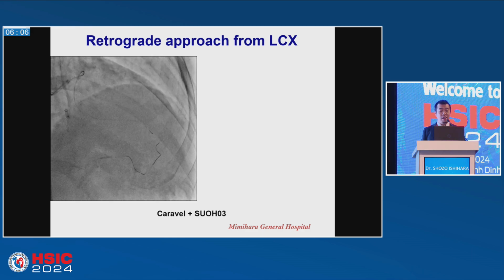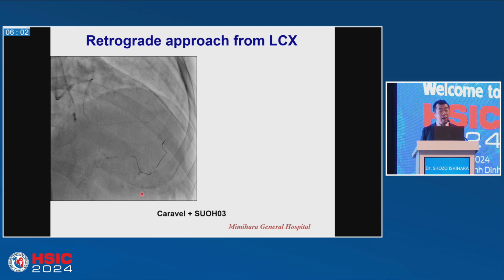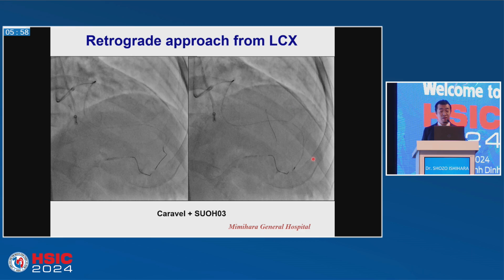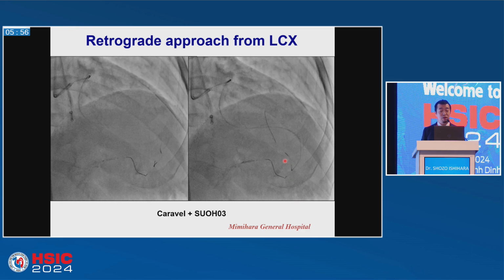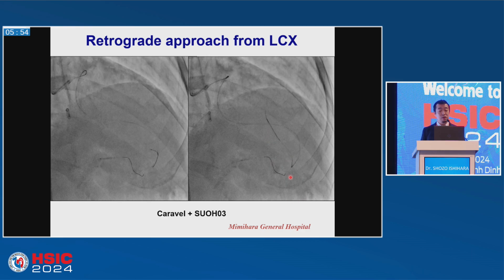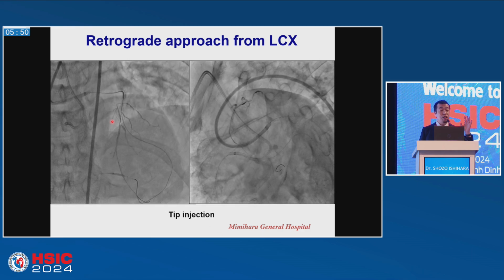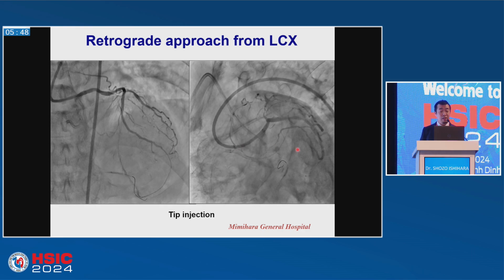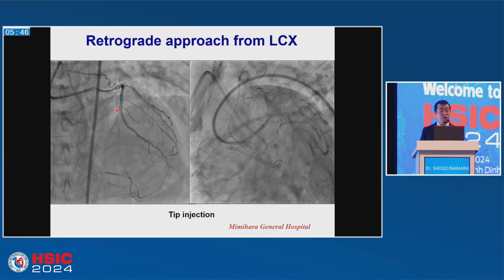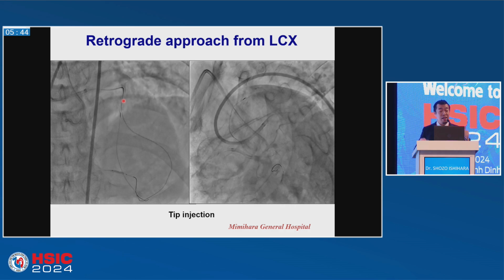And the wire reached to the distal LAD. Okay, I will show later. So this is a microcatheter, and also this is a wire. Fortunately, the microcatheter reached to the CTO distal like this, and so we can see both, so bilateral injection.